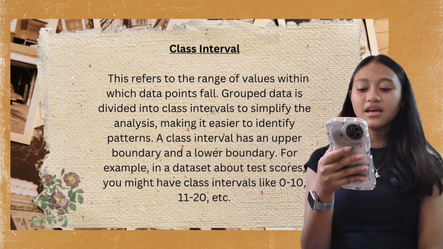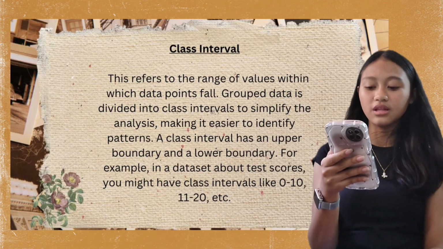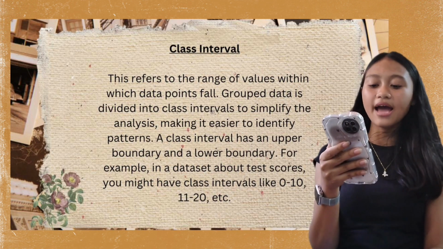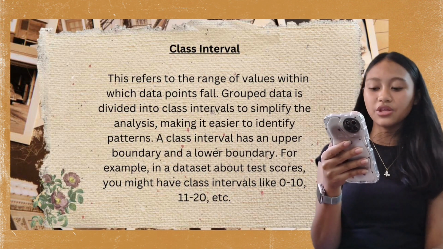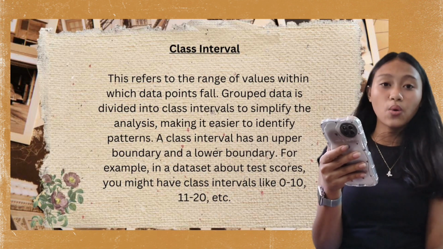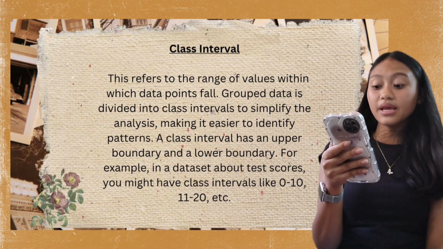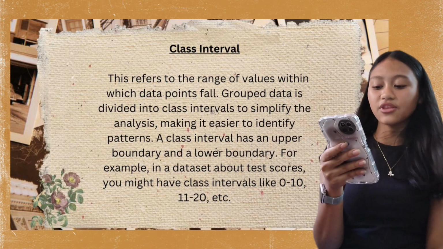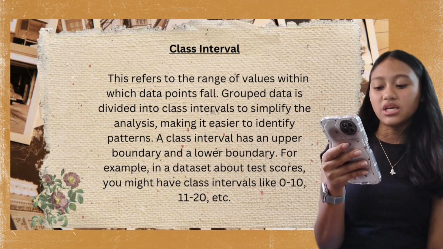Here's a breakdown of the terms. Class interval: this refers to the range of values within which data points fall. Group data is divided into class intervals to simplify the analysis, making it easier to identify patterns. A class interval has an upper boundary and a lower boundary. For example, in a data set about test scores, you might have class intervals like 0 to 10, 11 to 20, etc.